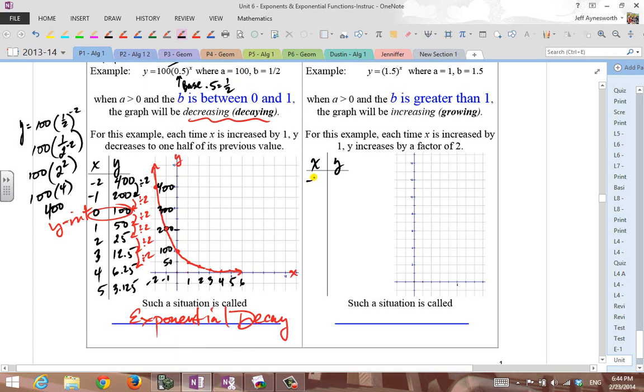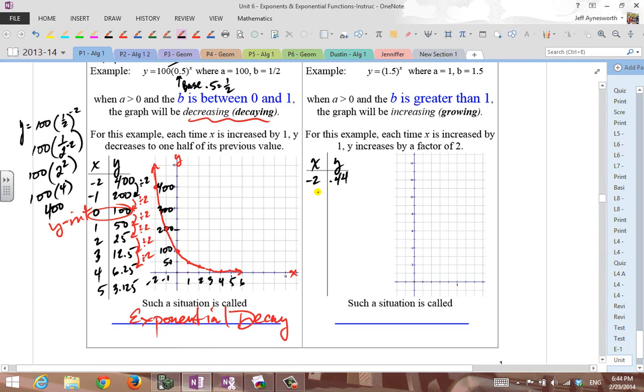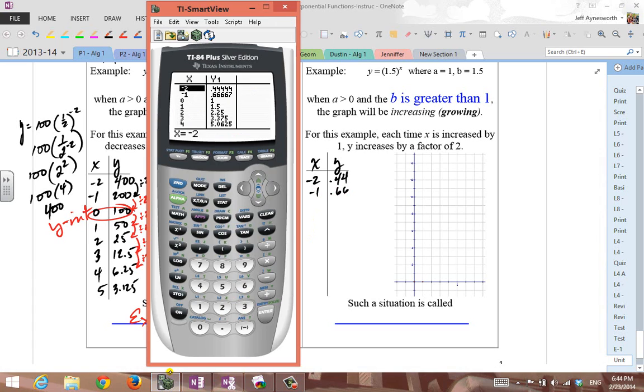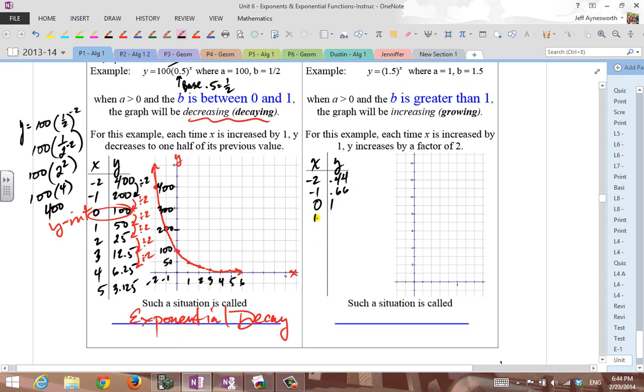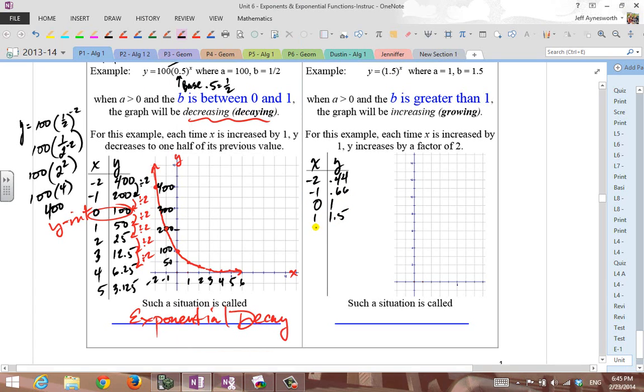So -2, 0.44 for the y value, which is almost a half. All right, when x is -1, we get 0.66: -1, 0.66. Again, just take your values, 0, 1, and then 1, 1.5. That should make sense. 1.5 to the first power gives you 1.5. And when x is 2, you get 2 1/4.